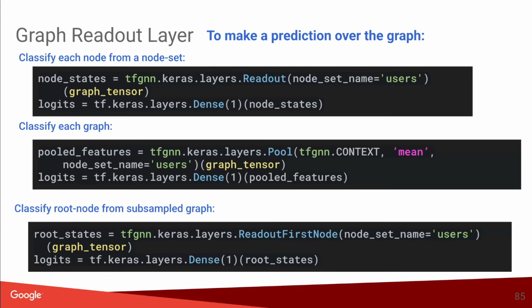And in case you have a subsampled graph, then you can have a task to classify the root node, which is typically the central node for a subsampled graph, and calling TF-GNN Keras layers readout first node will return node states for the root nodes of the graph. After each of these layers, you can apply a linear transformation to get the logits layer for your model. Here you can see an example used for a binary classification problem. So we just use the dense layer with one output for our binary classification task.